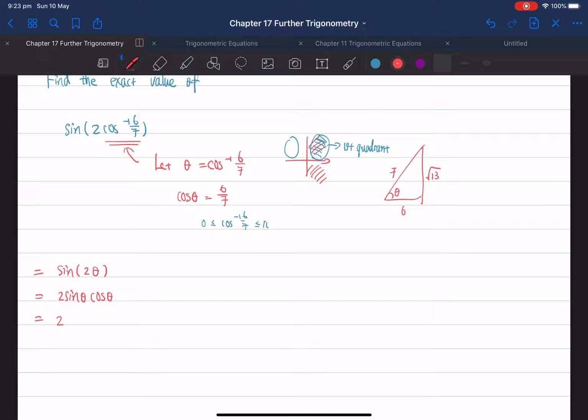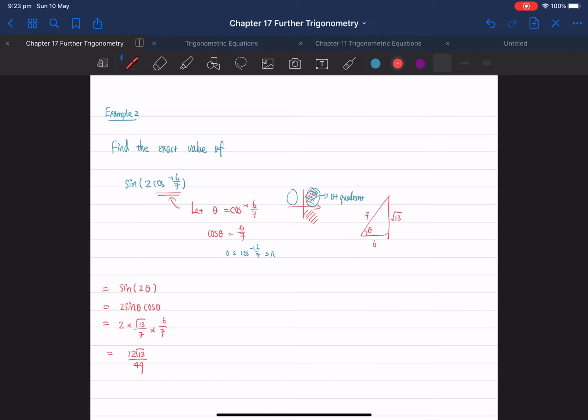Sine theta is opposite over hypotenuse. So that gives you square root of 13 over 7. And cosine theta, we know that's equal to 6 over 7. So then that becomes 12 root 13 over 49. All right, so that's how you solve this question, and that's find the exact value. All right, okay, cool. Now let's move on.